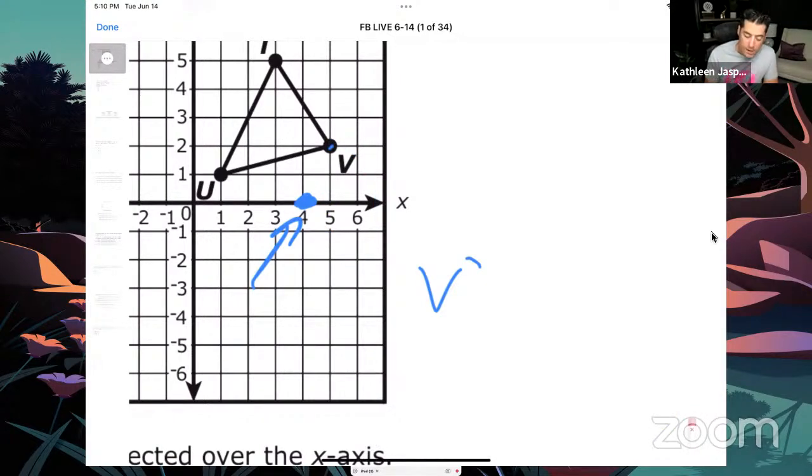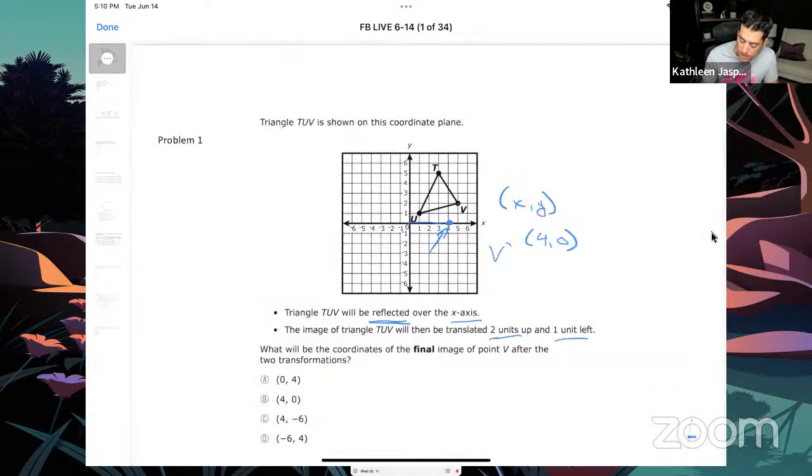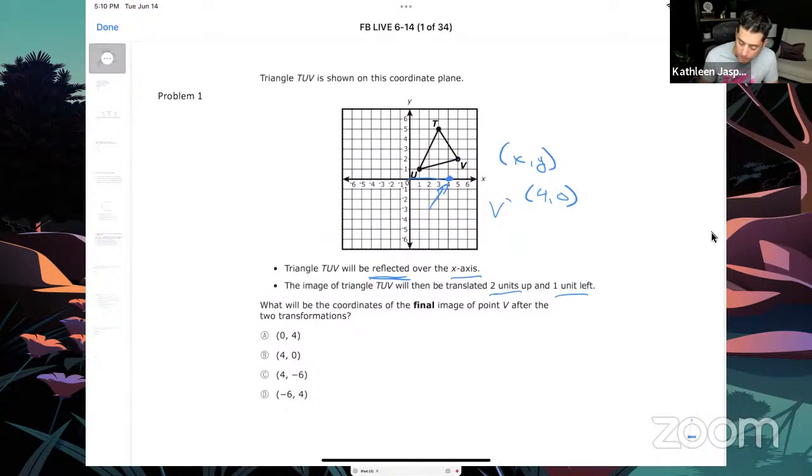Okay. So now what is that point? Well, we should know how to write points. Points are written as x comma y. Always do your x first. So starting at 0, 0, I need to go to the right 4. So it's going to be 4 comma, and then I don't move up or down. So it's 0. So I know that my point is going to be 4 comma 0. And that is going to be answer B.